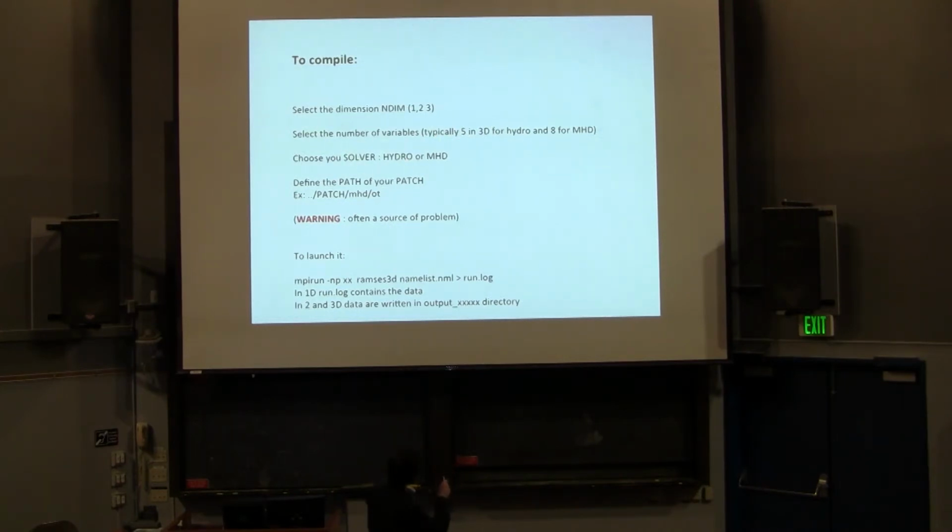So then, once you have done that, you must choose your solver, so you have hydro and MHD. And then, importantly, you must define the path of your patch. If you had to modify some of the routines, you put them in the patch. So you specify the path of your patch. During the compilation, the compiler first tries to take the routine in the patch. If it finds it there, that's it. It will not try to look at the other directories. So the priority is put on the routine which is found in the patch. That allows you, as I said, to easily set up new problems without each time giving a new version of RAMSES.